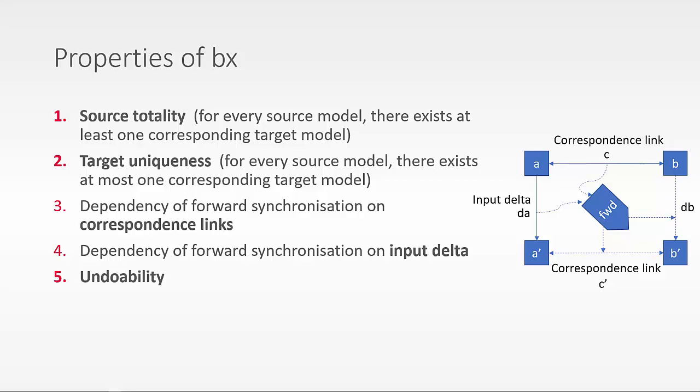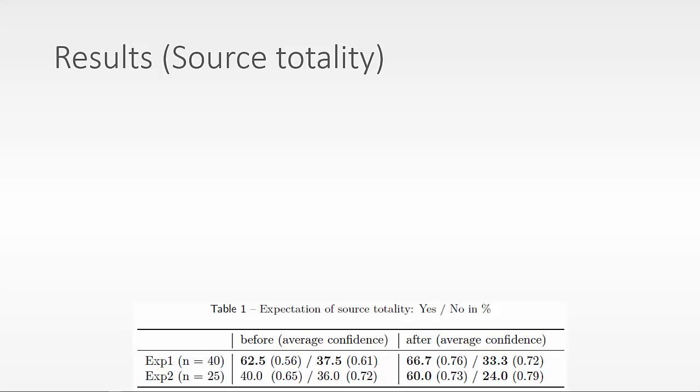And for the results, we can start with source totality and this table that gives a summary of the people expecting source totality, and then the second value is always not expecting source totality. We can see the values before interacting with the BX demonstrator in the first column, and then afterwards in the second one. And we have an average of a subjective confidence level between 0 and 1, where people could indicate how sure they were about their responses.